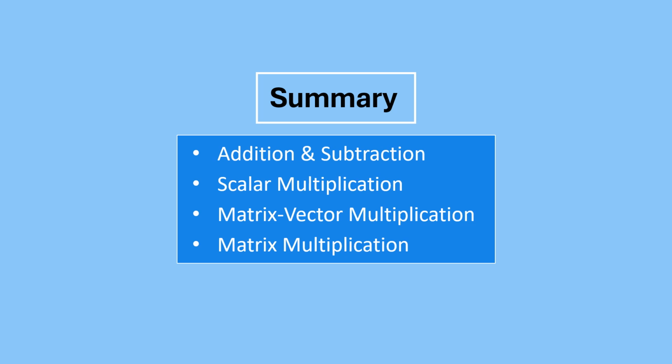In summary, matrix operations are foundational for mathematical transformations and computations. Addition and subtraction allow us to combine and differentiate matrices. Scalar multiplication scales a matrix by a single number. Matrix vector multiplication transforms vectors using matrices, and matrix multiplication combines matrices into new ones. These operations enable us to perform and understand complex computations and transformations, forming the basis for applications in fields such as machine learning and computer graphics.